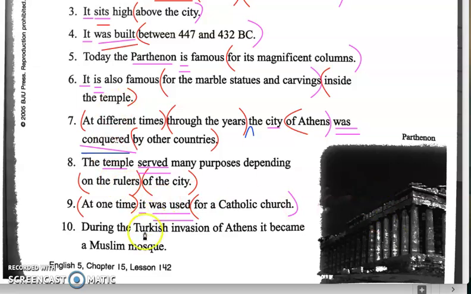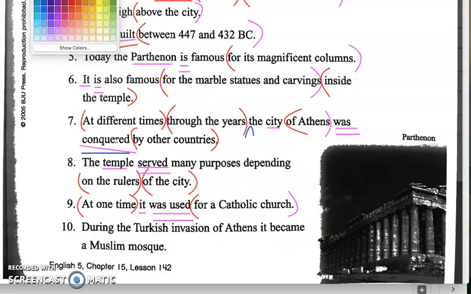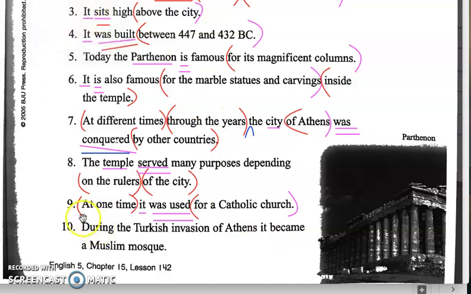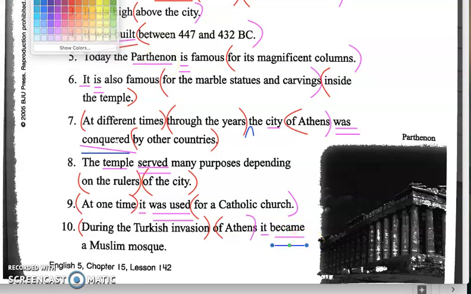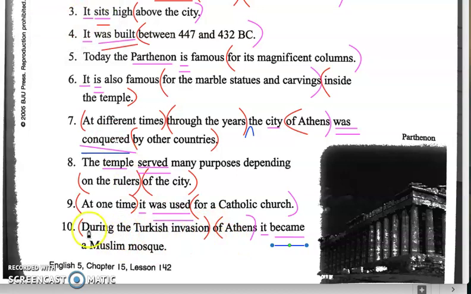All right, that being said, number 10, during the Turkish invasion of Athens, it became a Muslim mosque. So we got during what? During the Turkish invasion of what? Of Athens. And the subject is it, verb is became, and we do put a comma because we have 5 or more words here in the beginning. During the Turkish invasion of Athens. So comma right there. Yeah.